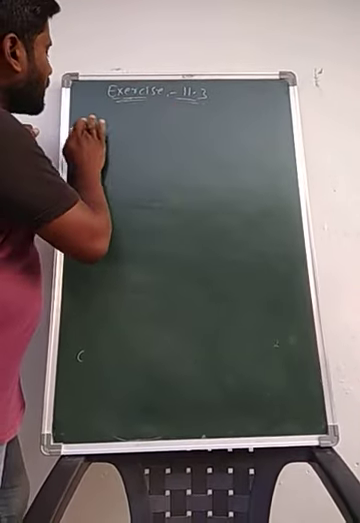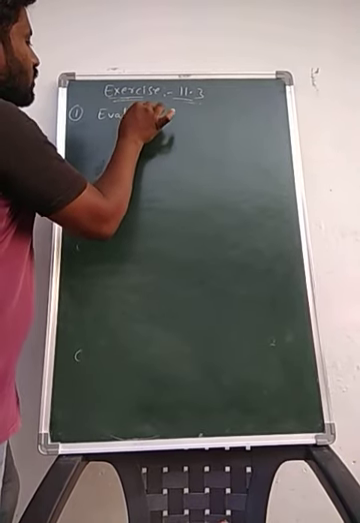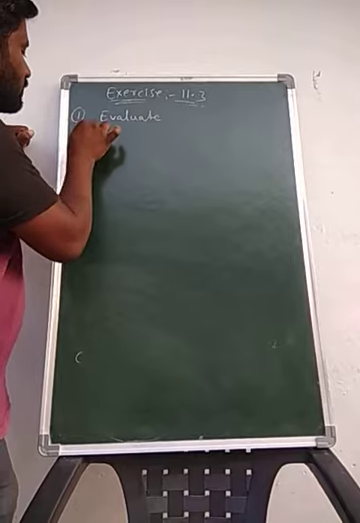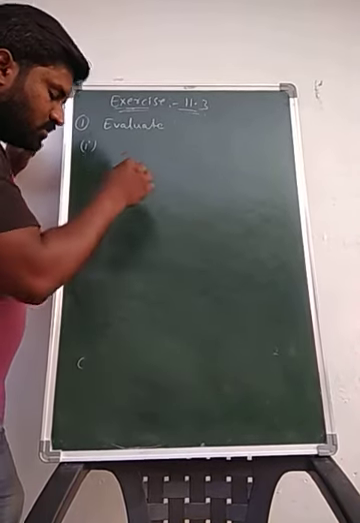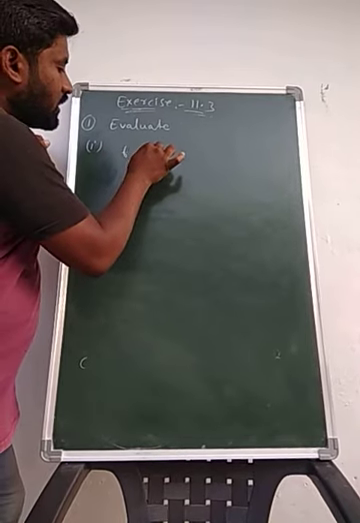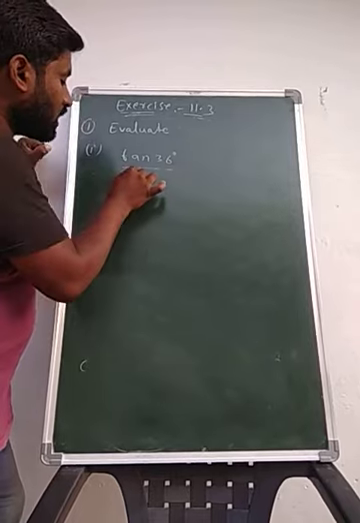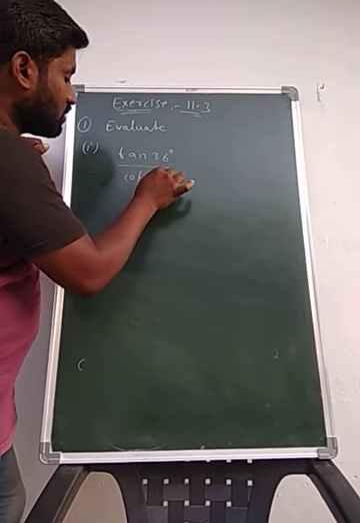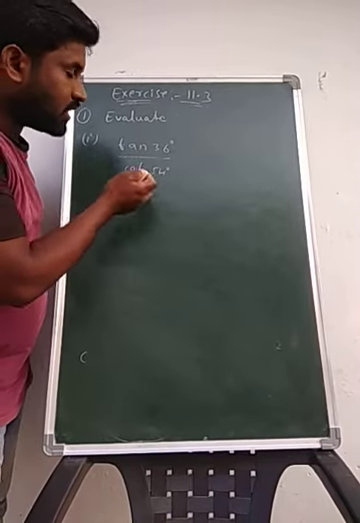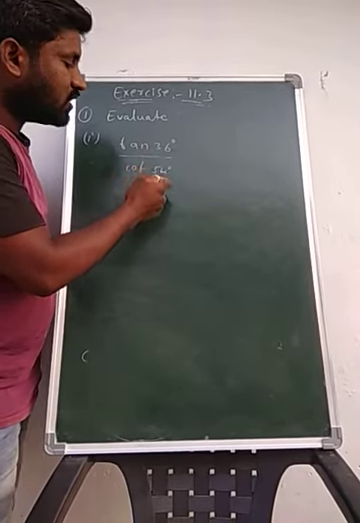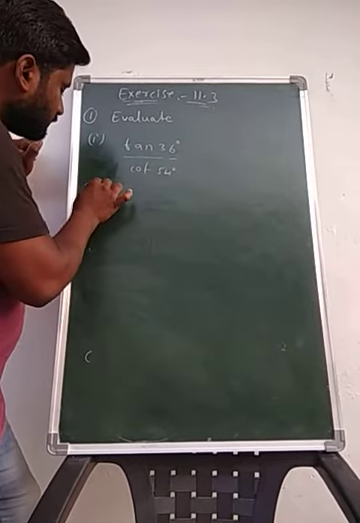Exercise 11.3. The first one is given. Evaluate. The first one is given: tan 36 degrees by cot 54 degrees. What is the given question? Tan 36 degrees by cot 54 degrees. Now you see its solution.